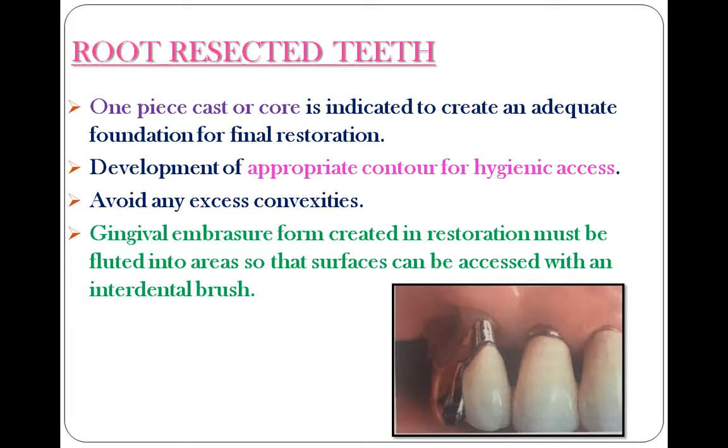Now, as the root resected teeth present with surface concavities on the root trunk, appropriate contours are developed on the restorations to facilitate hygiene access. The gingival embrasure forms are also fluted in these areas so as to aid access for cleansing.